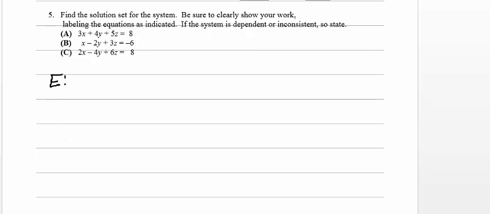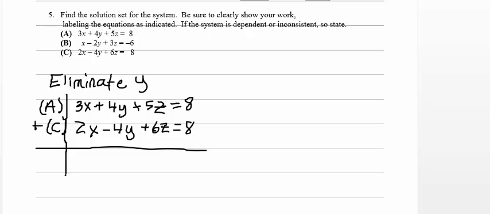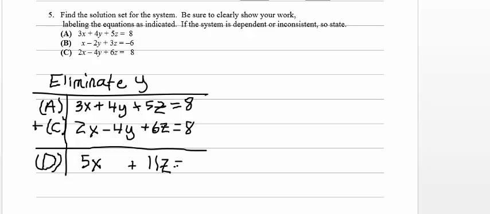Let's take a minute and look at this problem. We'll start by eliminating y, so we'll use a plus c to do that. And we choose to eliminate y because we see that the coefficients in equations a and c are opposite. So we add equation a to equation c, and we're going to get equation d. 3x plus 2x is 5x, 5z plus 6z is 11z, 8 plus 8 is 16.